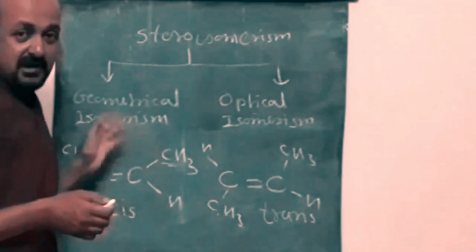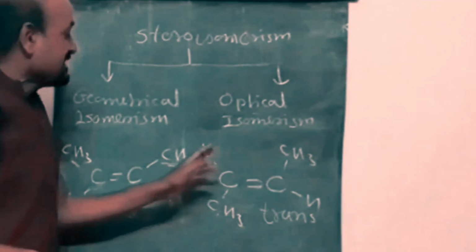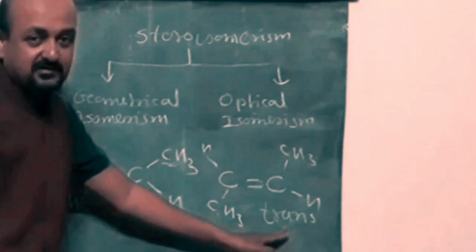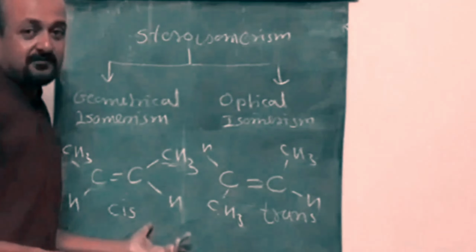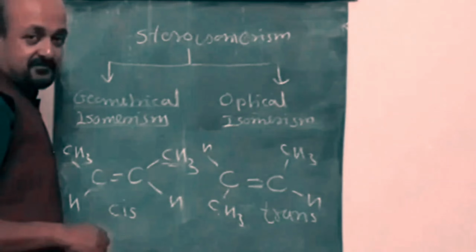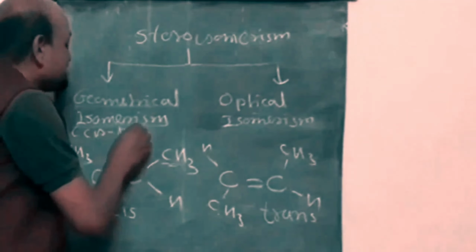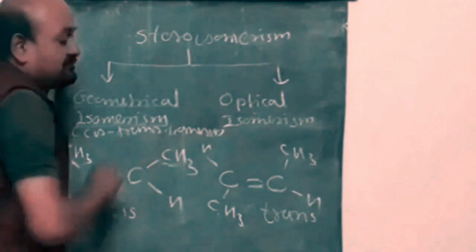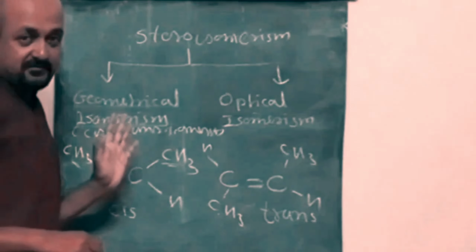It means if similar groups lie on the same side of the double bond, then it is known as the cis form, whereas if similar groups lie on opposite sides of the double bond, then it is known as the trans form. So these are known as cis-trans isomers, or also the geometrical isomers. Geometrical isomerism is also known as cis-trans isomerism. So this is all about geometrical isomerism.